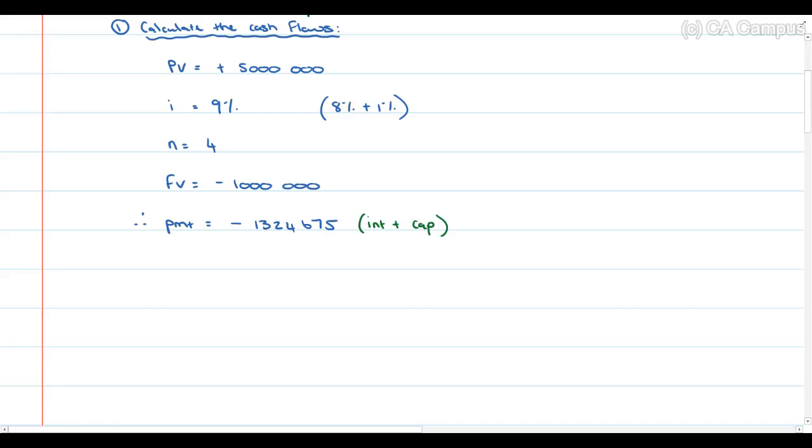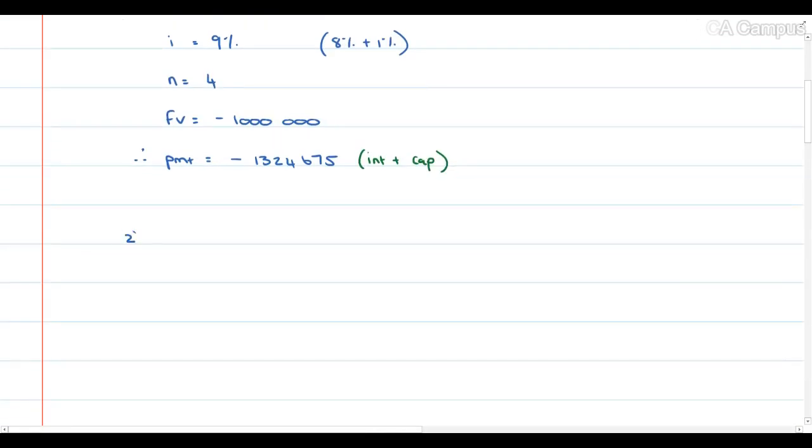So that deals with step 1. We've calculated all of the cash flows. Keep this information in your financial calculator because you are going to use it again. So don't clear your calculator. Let's move on to step 2, where we are now going to calculate the internal rate of return.